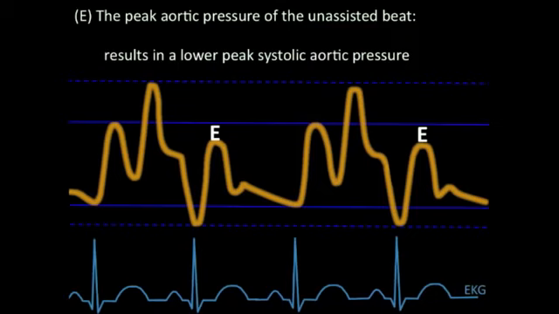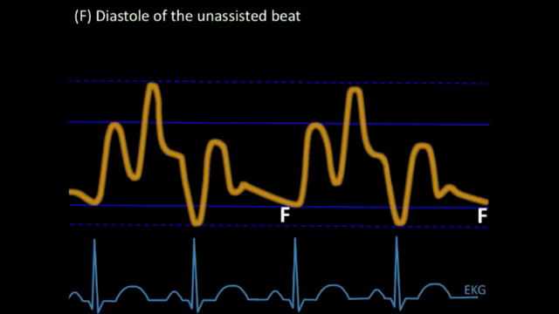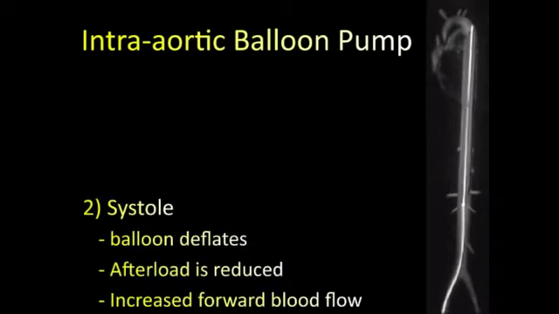So that's quite fascinating. And now we get to the dicrotic notch of our unassisted beat. And here it occurs at a slightly lower aortic pressure than it did with the assisted beat. And this is simply due to the fact that our previous peak aortic pressure was lower. So since E was lower, B2 will be lower. And last, we have diastole occurring with the unassisted beat. And here we have a higher aortic pressure with the unassisted than we did with the assisted beat. So again, in diastole, the balloon inflates, and that causes increased retrograde blood flow with a subsequent increase in blood flow to the coronary arteries. And in systole, the balloon deflates, and the result of this is decreased afterload.